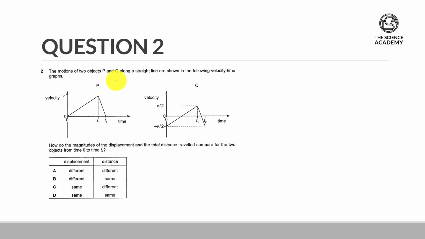It's just that from P to Q, the graph has been shifted down by V over 2 units. So now we know that for both of them, displacement and distance refers to the area under the graph. However, displacement we need to take into account the negative areas as well. However, for distance, we make all areas positive.